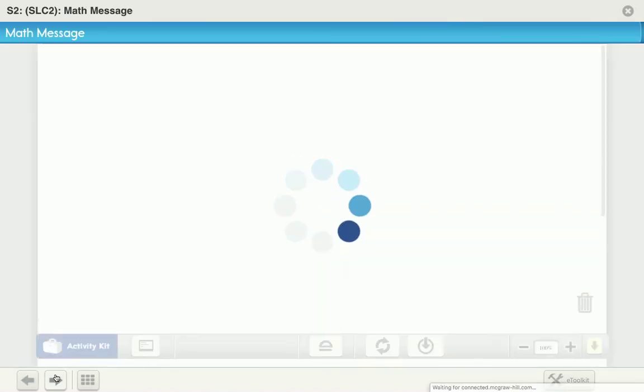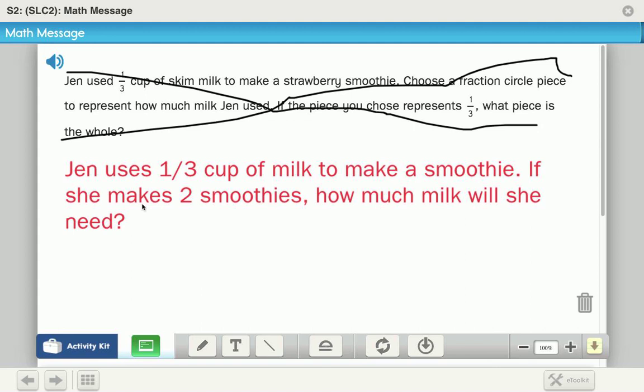All right, our math message for today, I changed it. It says, Jen uses 1/3 cup of milk to make a smoothie. If she makes 2 smoothies, how much milk will she need? So pause the video and figure out the answer to that question.